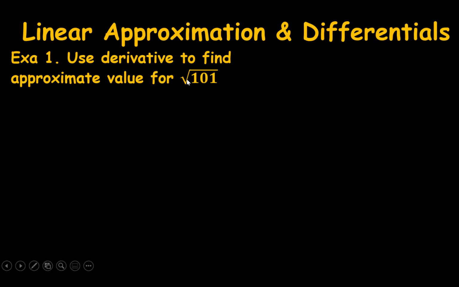Everybody knows what the square root of 100 is. That is equal to 10. So the square root of 101 should be close to 10, but not quite equal to 10. All right. Let's recall that when we defined the derivative, we used the tangent line as a motivation.